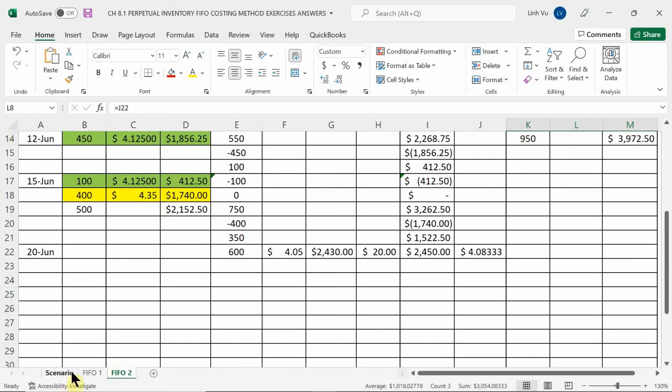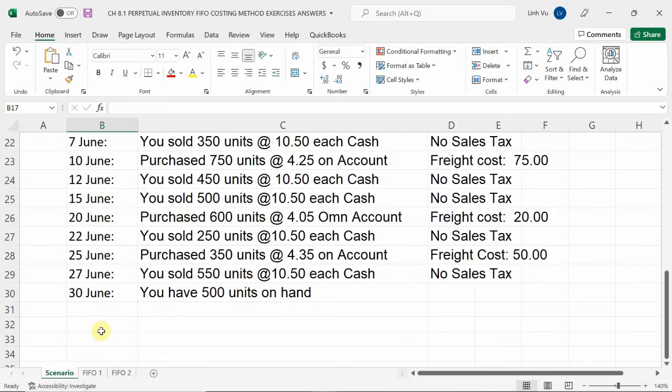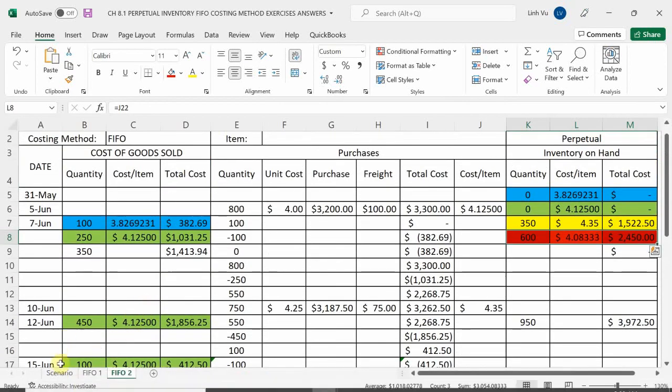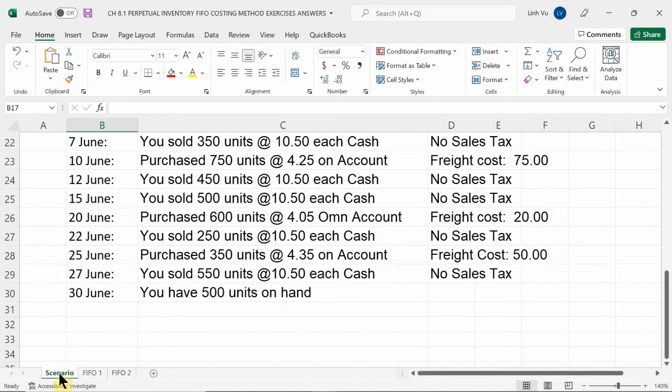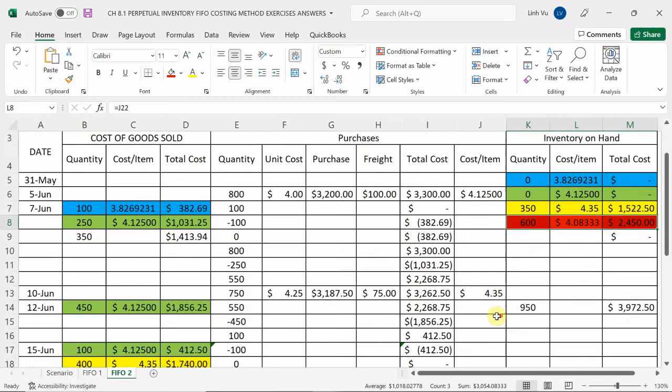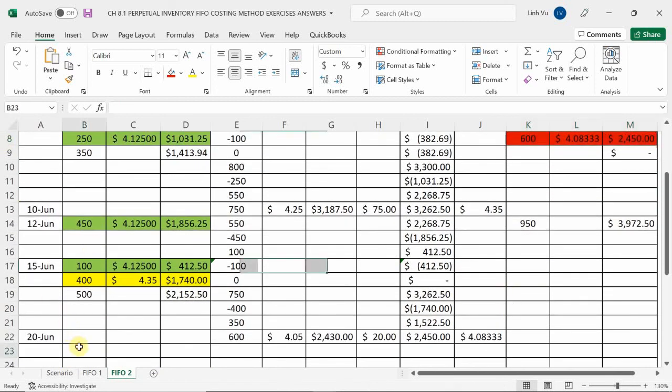So let's go ahead and continue on. So that was June 20th. Next thing that happened was June 22nd. We end up selling 250 units at $10.50. So 250 units. Okay, we sold 250 units. Do I have enough? Yes, in the yellow. Good, right? We definitely have enough in our yellow batch.